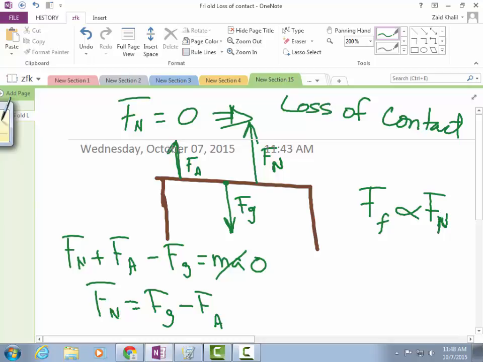But then this tells you something else. This tells you that there's a very bad way to move things. Probably the worst way you can move something is to push down on it.